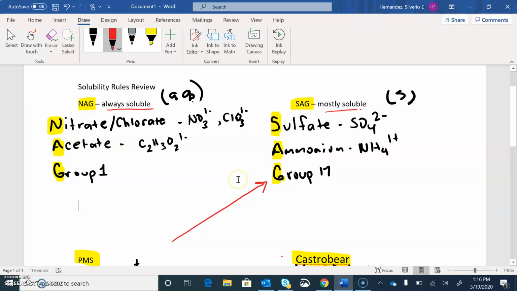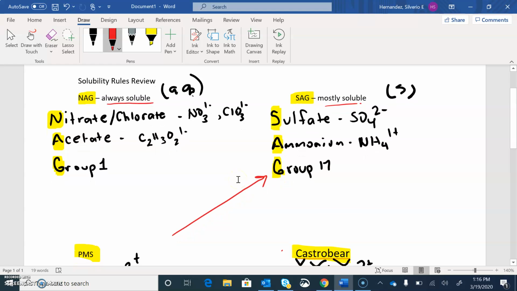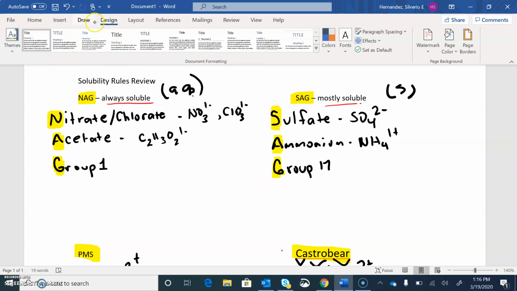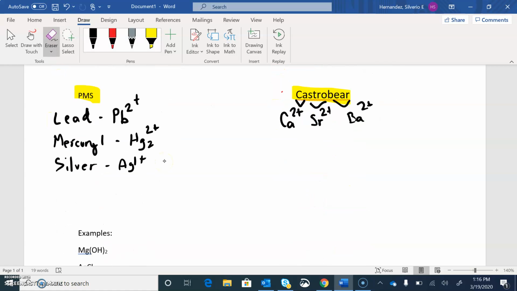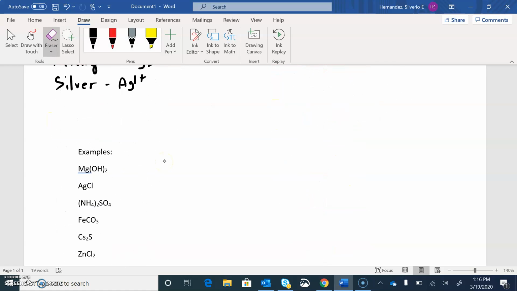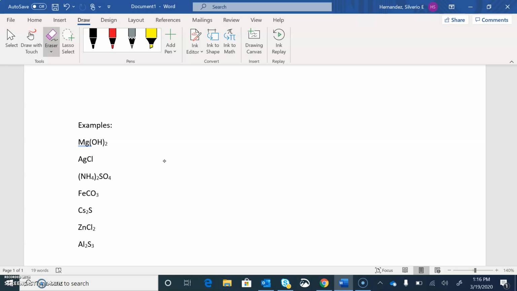So now that we've gone over these solubility rules, let's see if we can apply them to a few examples located down here on the bottom. Let's scroll down to the bottom and I see a few examples. Taking a look at the first example, we have magnesium hydroxide. Magnesium hydroxide is a very good example to start with, because what I'm going to do is look for the negative part of the formula, that anion, which is a hydroxide.